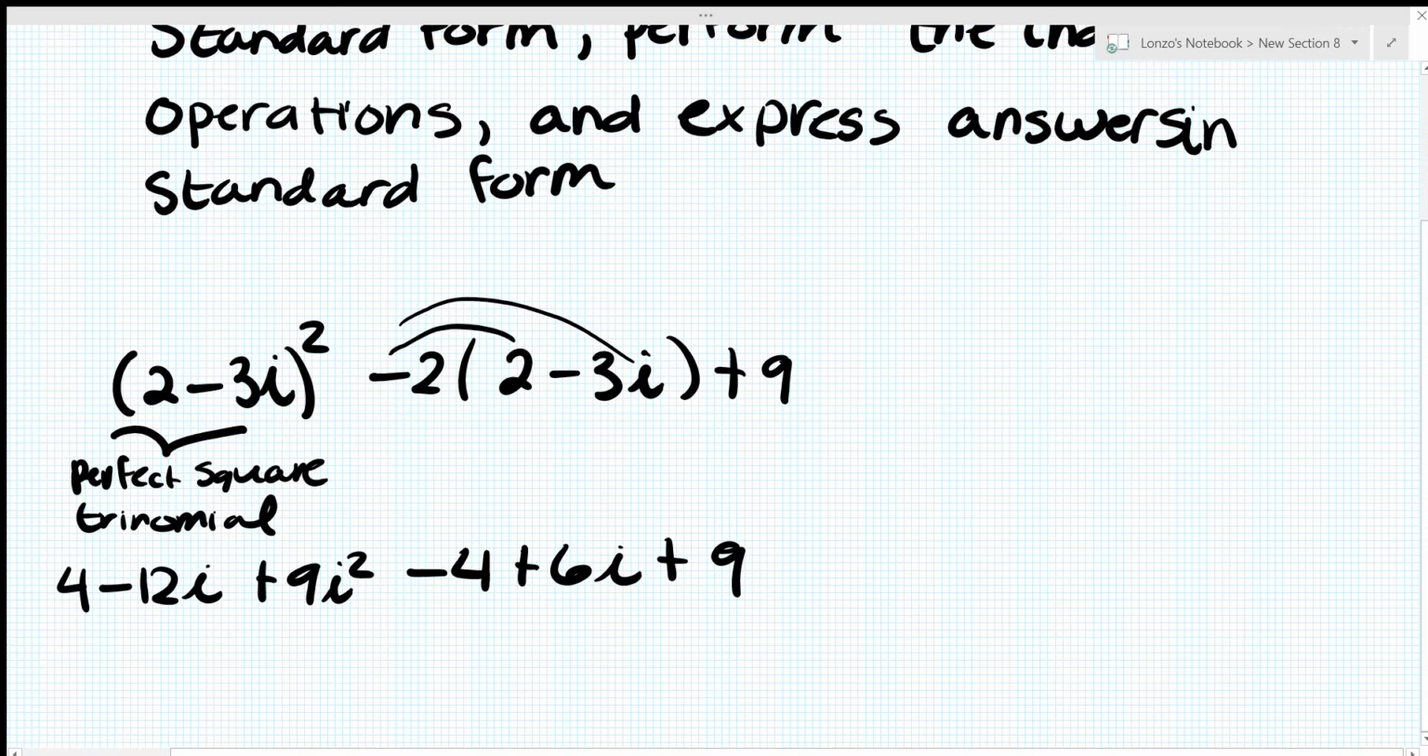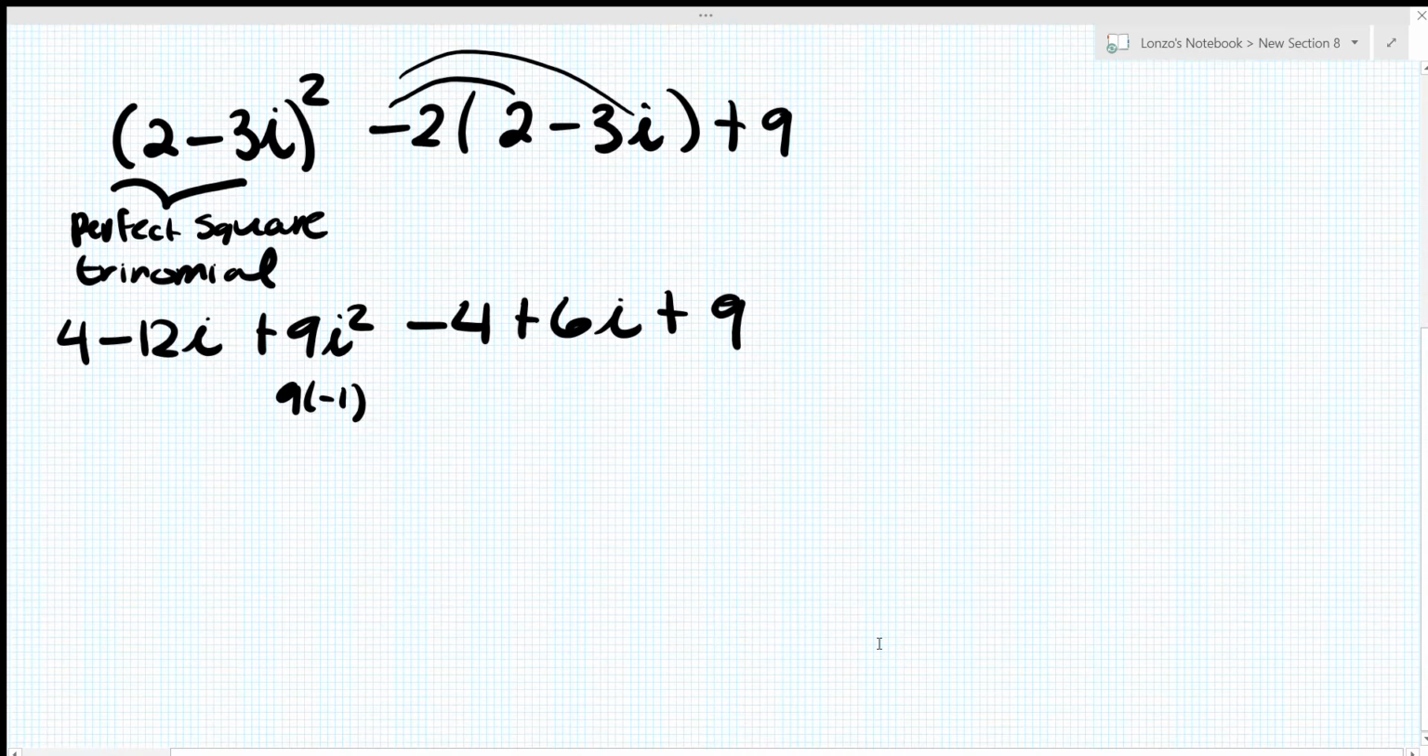So now we could just simplify. This i squared is negative 1, so it's 9 times negative 1. So let's group like terms. So we have 4 and then negative 9, because 9 times negative 1, and then negative 4, and then plus 9. Let's see what happens. So 4 cancels the negative 4, and the negative 9 cancels the positive 9 as well. So we don't have any real numbers.